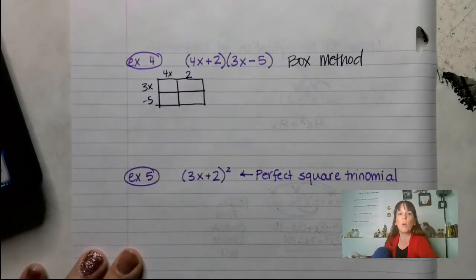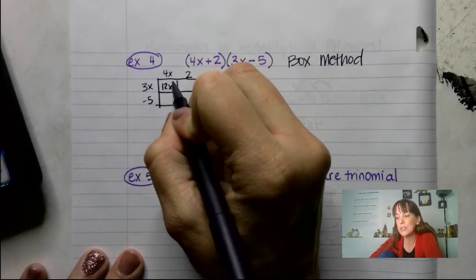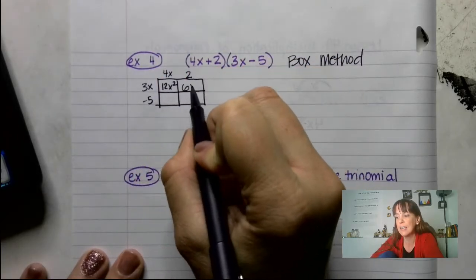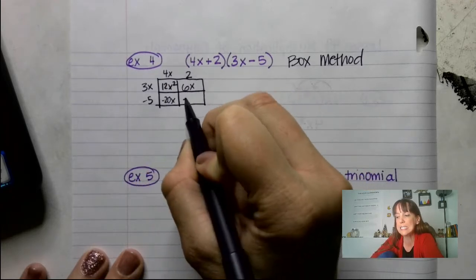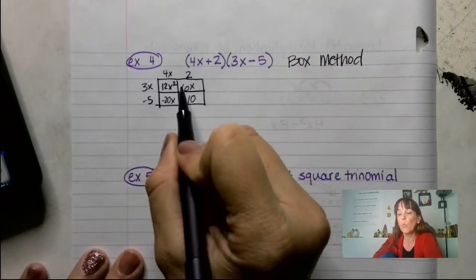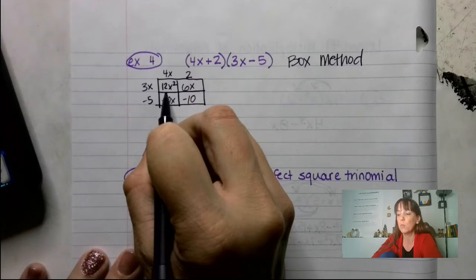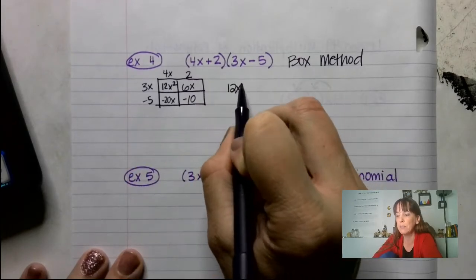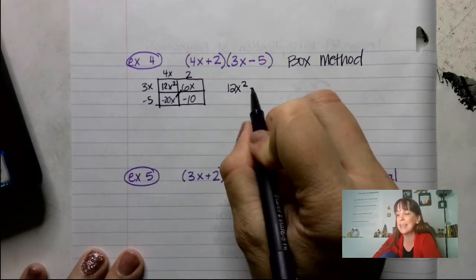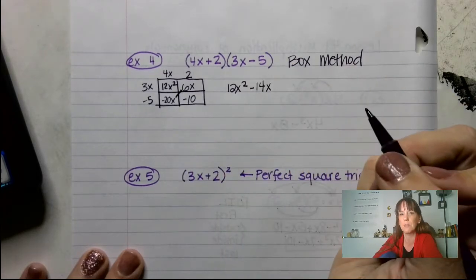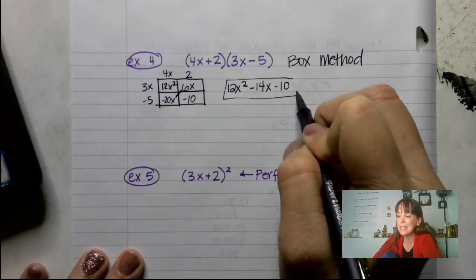Now that we have that written out, what we're going to do is multiply this times this. We get 12x squared. This times this, 6x. This times this is negative 20x. And this times this is negative 10. Now, once we have multiplied everything, what we have to do is add up everything that's in here. Well, 12x squared is the only x squared I have, but I have negative 20x and 6x, which gives me negative 14x. So I'm combining some like terms there. And then I have minus 10, and that is our answer.